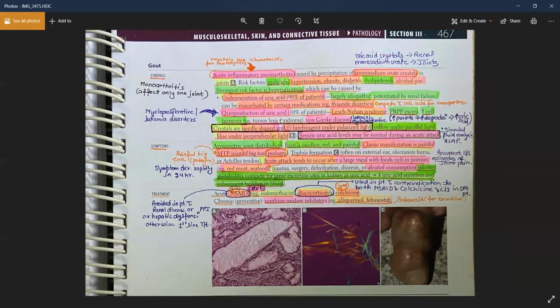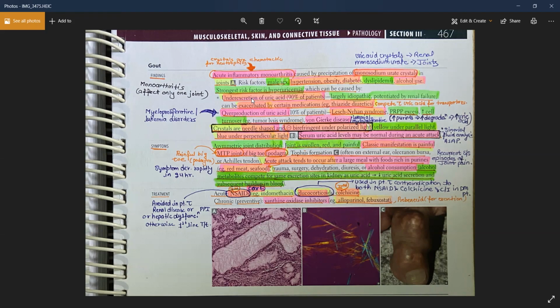Then comes gout, which is an acute inflammatory monoarthritis. It only involves one joint, that's why it is monoarthritis. It is an acute condition, and acute inflammation of the joint happens, right? So it will always present with an acute severe onset of pain in the joint. Could be a toe, could be a knee joint, right? But it's always an acute condition.